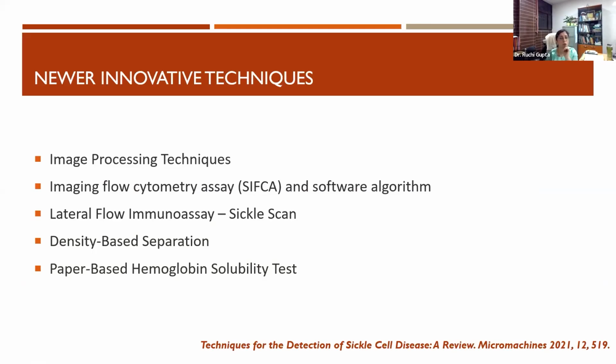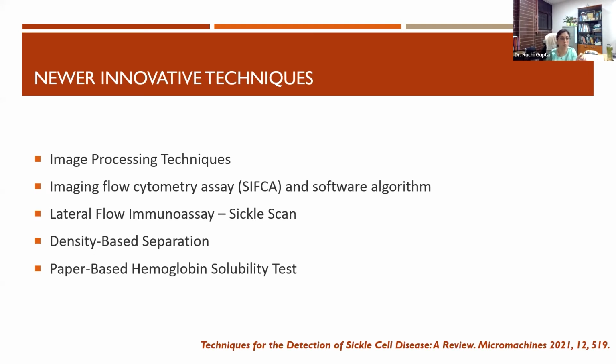When I did a literature search on what is new in the diagnosis of sickle cell disease, I came across an article which had some tests that seemed new to me, but are actually not really new. They have devised image processing techniques where these sickle cells can be identified. Then there is an imaging flow cytometry assay and a software algorithm to identify those sickle cells. Then you have a lateral flow immunoassay, also known as Sickle SCAN. This is almost like a pregnancy test where the cartridge is coated with monoclonal antibodies against HbS, HbA, HbC, and so on.